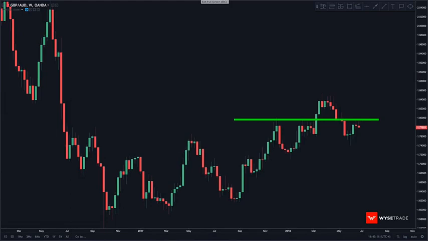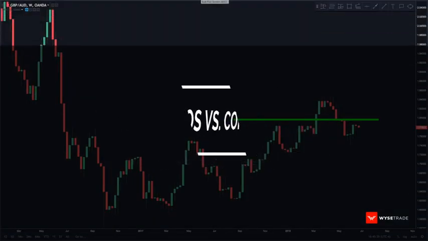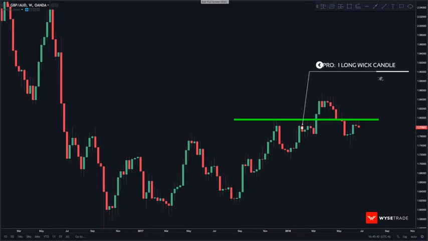Here's the Pound Aussie. You notice price come up, hit, and then change directions, making this a level of resistance. Now, as price comes up again, you notice this long wick candle with a bearish body and think to yourself, this could be a great short trade. Now, this is where we qualify a trade to weigh its pros against its cons. Starting with the pros, we have one decent long wick candle rejecting resistance, and that's about it.